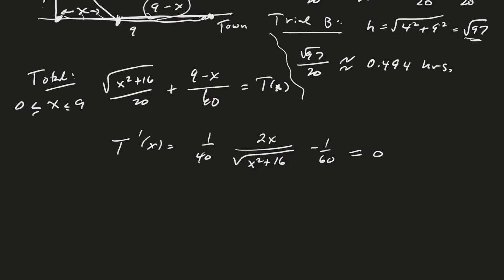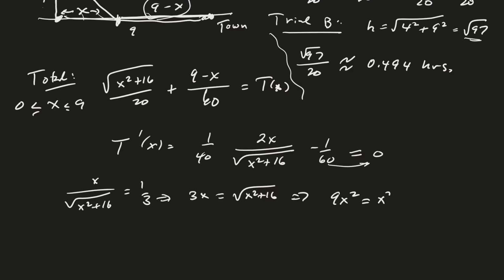Now we can simplify that a little bit. We get 2x over the square root of x squared plus 16 is equal to 2/3, by bringing over the 1 over 60 and then multiplying both sides by 40. Divide by 2, we get 1/3. Now cross multiplying, 3x equals the square root of x squared plus 16. The best way to solve that is to square both sides, but you have to be careful about that.